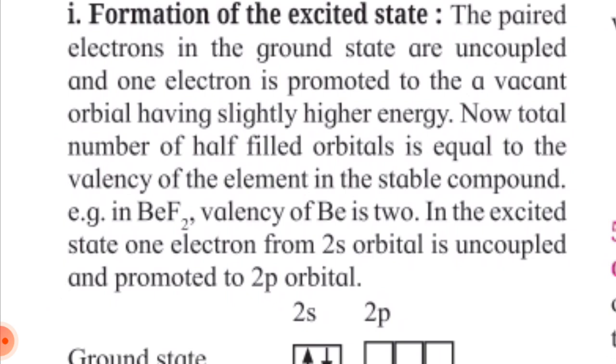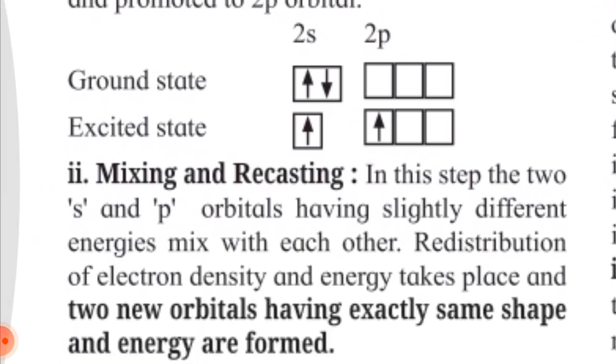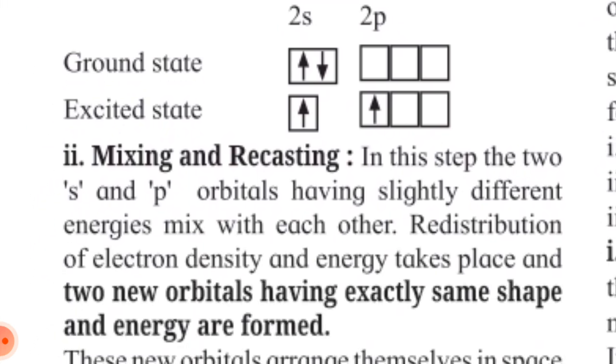For example, in beryllium difluoride, the valence of beryllium is 2. In the excited state, one electron from the 2s orbital is uncoupled and promoted to the 2p orbital. Ground state is 2s2, 2p0. Excited state is 2s with 1 electron, 2p with 1 electron.